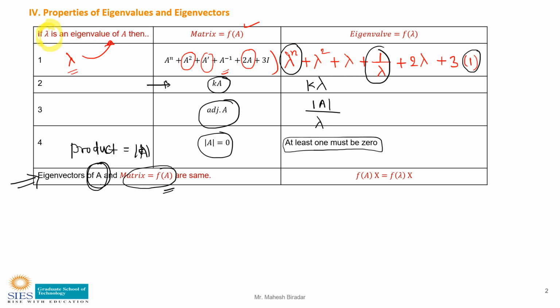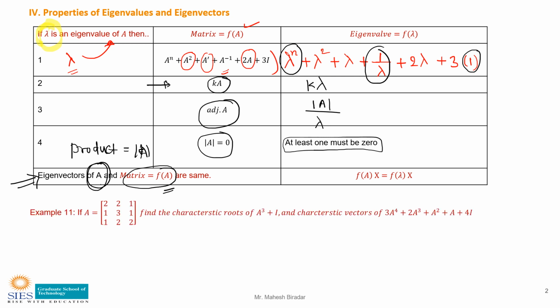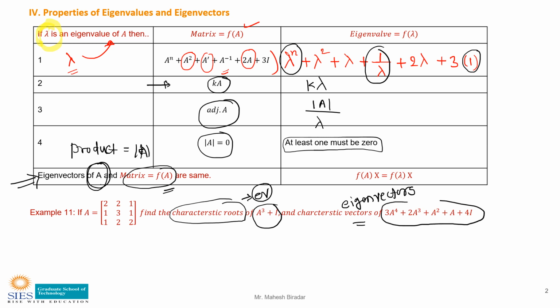Let me explain this with one example. Here the example is A equal to the matrix 2, 2, 1; 1, 3, 1; and 1, 1, 2. We have to find the characteristic roots, meaning eigenvalues, of A cube plus I, and the characteristic vectors, meaning eigenvectors, of this function of A. All of you remember, characteristic vectors means eigenvectors.